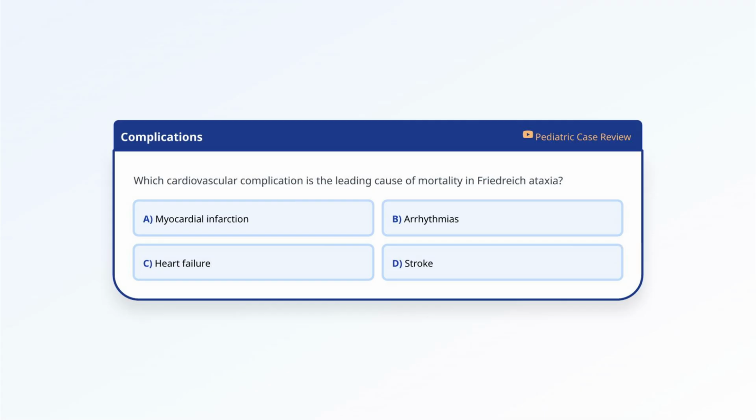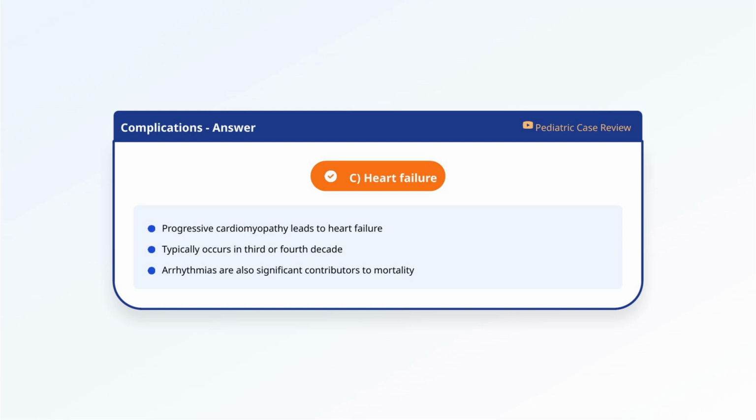Which cardiovascular complication is the leading cause of mortality in Friedreich ataxia? A. Myocardial infarction. B. Arrhythmias. C. Heart failure. D. Stroke. The correct answer is C.